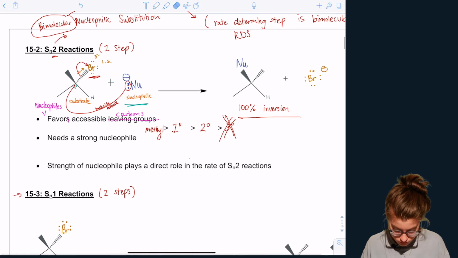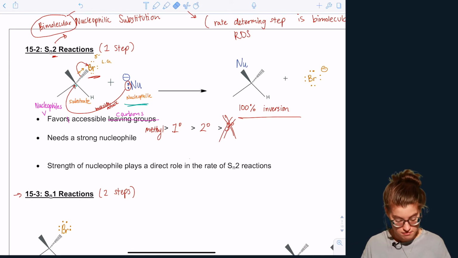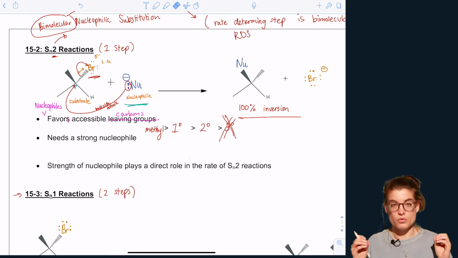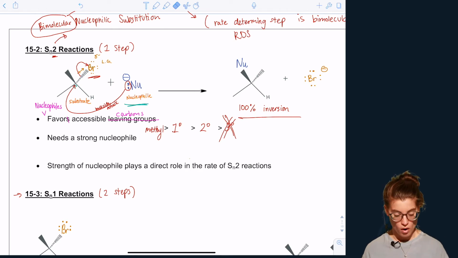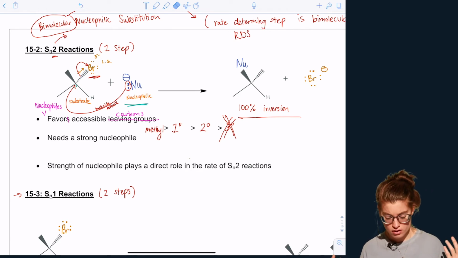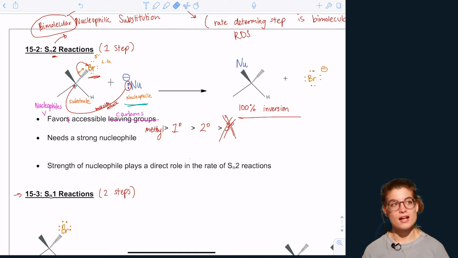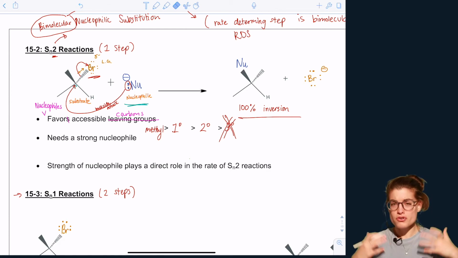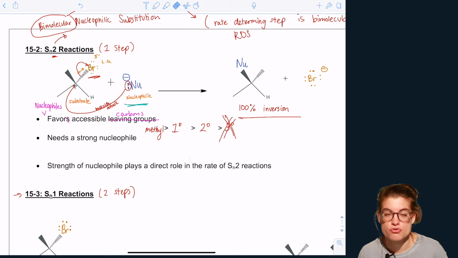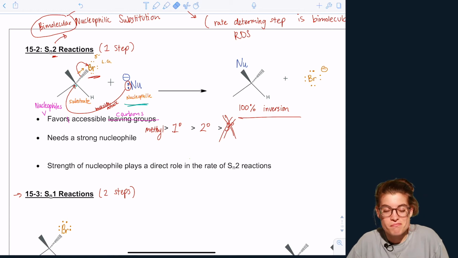Okay. The other thing that is important here is when you do an SN2 reaction, you have to have a strong nucleophile. Why is that? Why do I need a strong nucleophile? Oh, that just reminds me. I forgot to talk to you guys about strong and weak. Well, I'll talk to you about it very shortly now. Why do we need a strong nucleophile? First of all, what is a strong nucleophile? Like, what does that even mean?